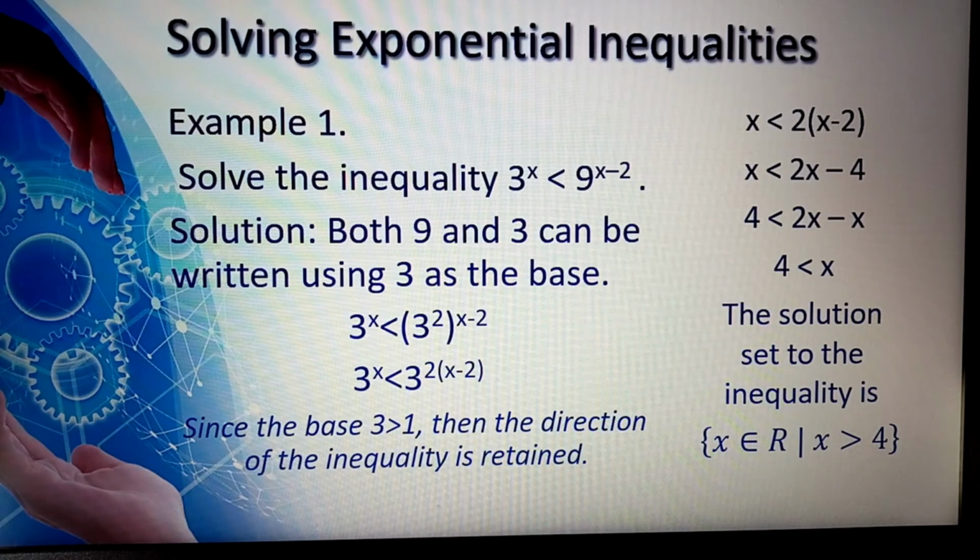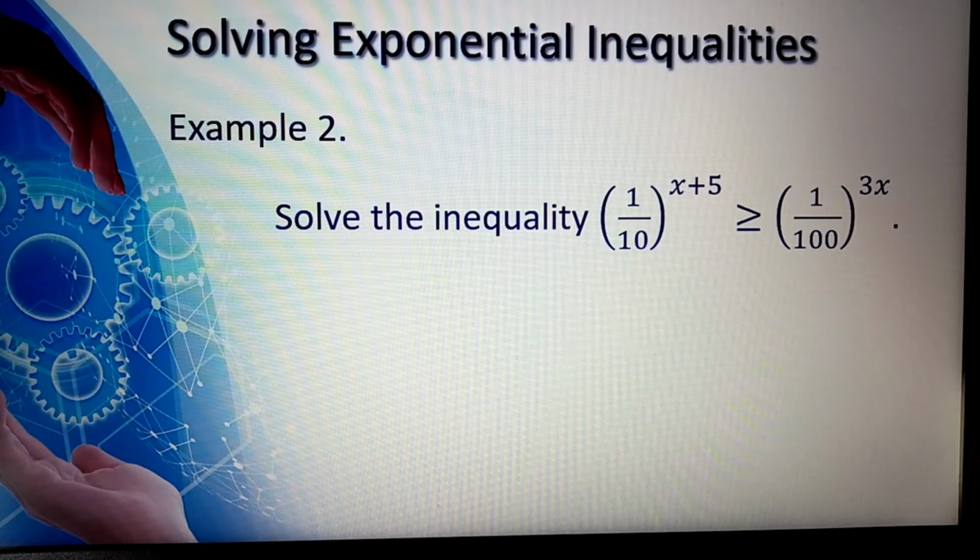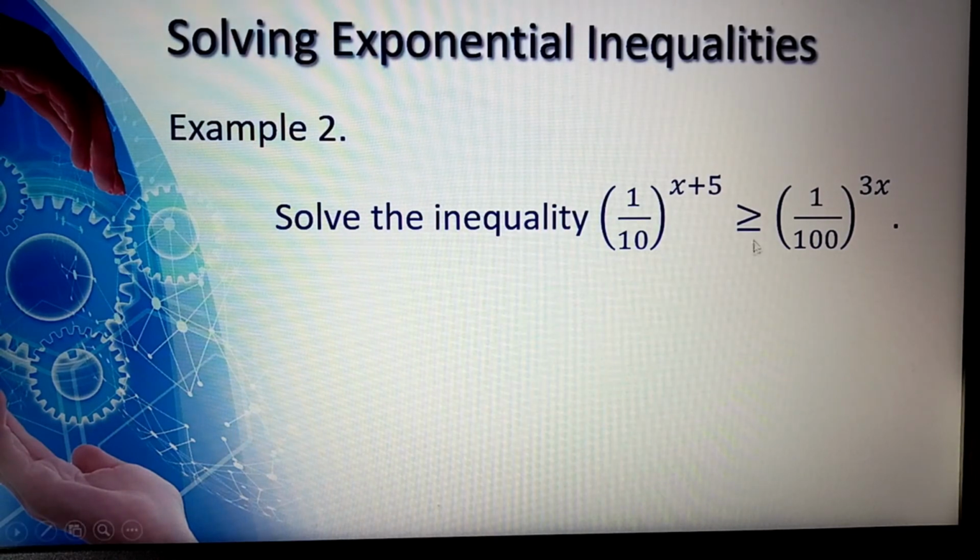Next, we can also give an example where our base b is more than 0 but less than 1. Let us look at example 2. Solve the inequality: the quantity 1 over 10 raised to x plus 5, that is our exponent on the left side, is greater than or equal to 1 over 100 raised to 3x.